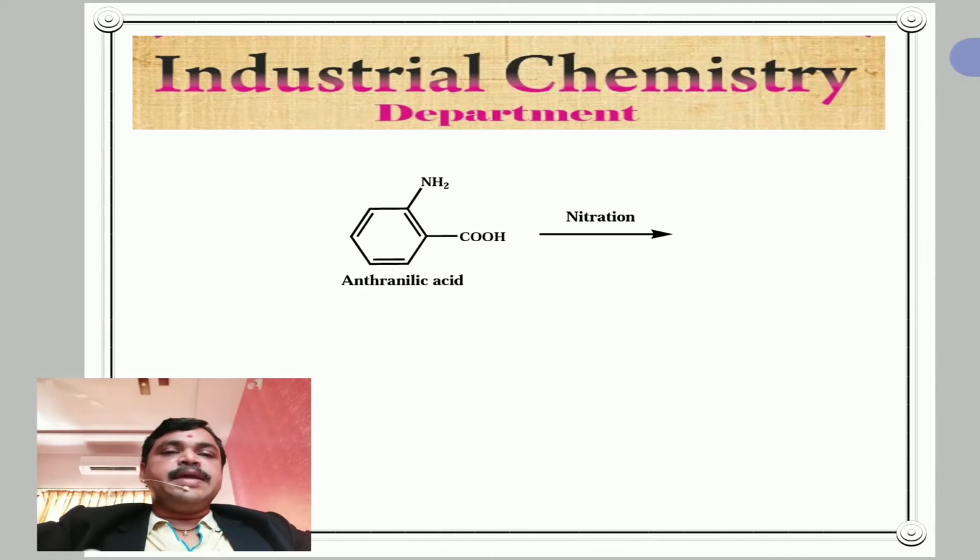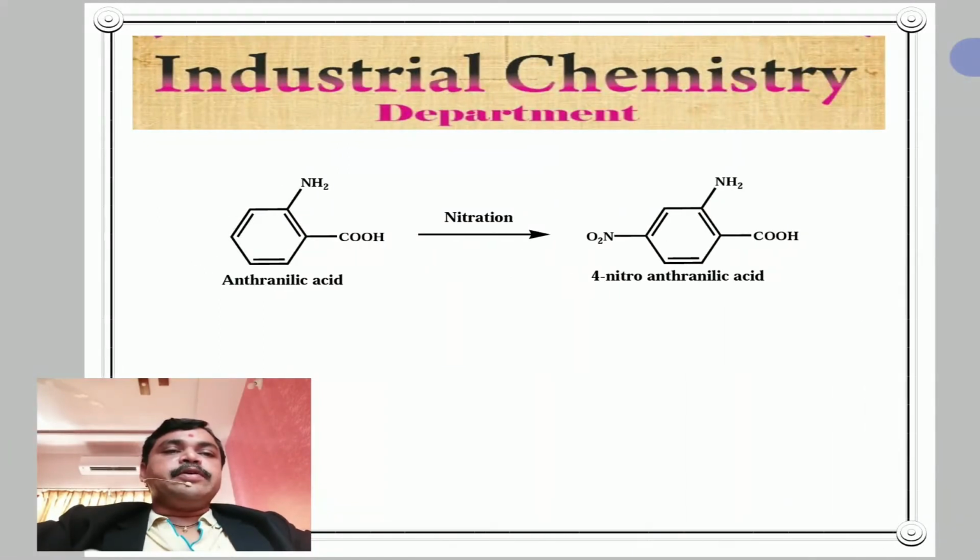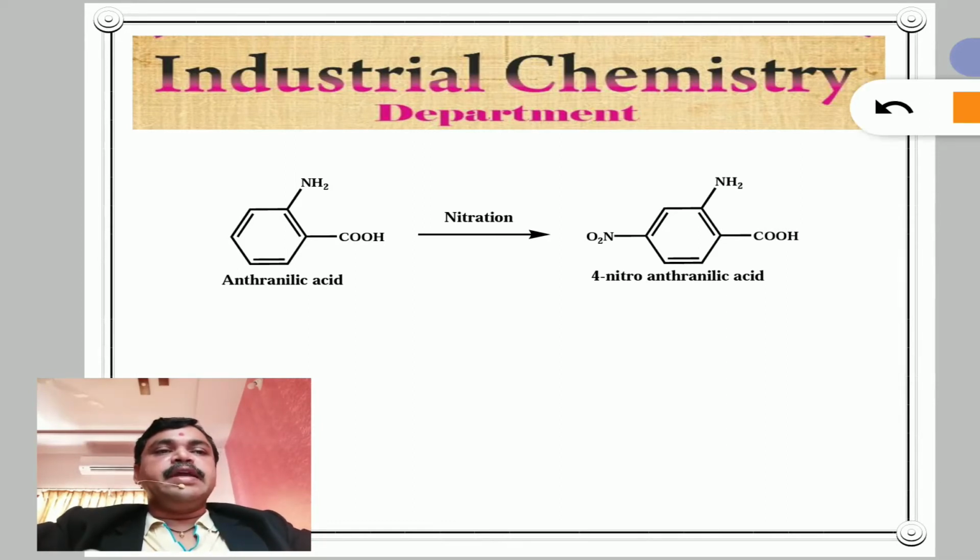On nitration, in the presence of concentrated nitric acid and sulfuric acid, it gives 4-nitroanthranilic acid or para-nitroanthranilic acid. If we give numbering from the COOH carbon as number 1, then 1, 2, 3 and 4. So it is 4-nitroanthranilic acid. This is ortho, meta and para. So it is also known as 4-nitro or para-nitroanthranilic acid.